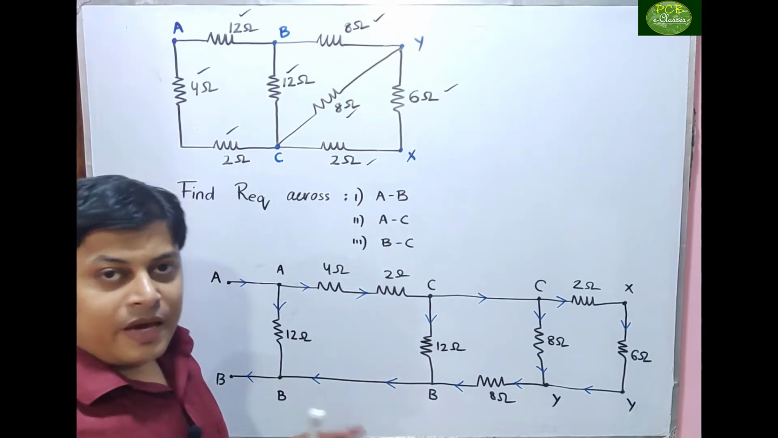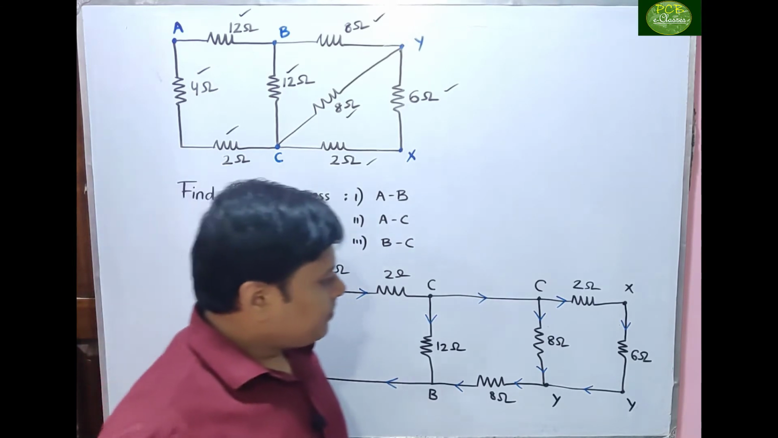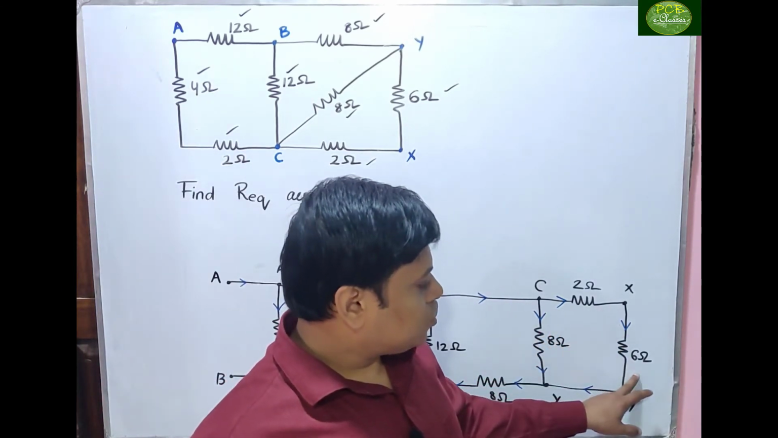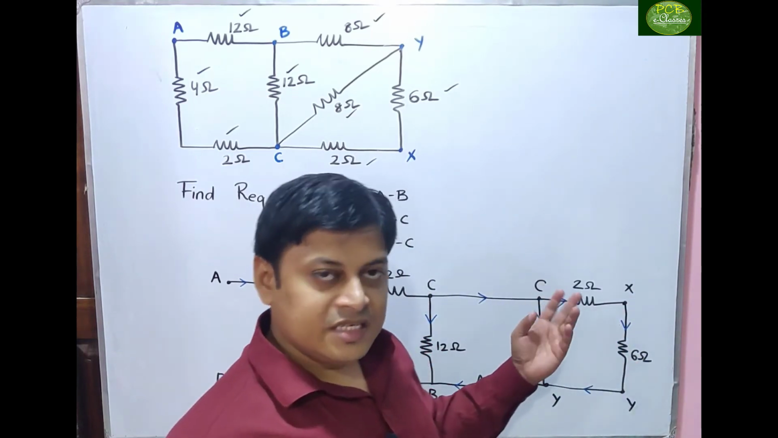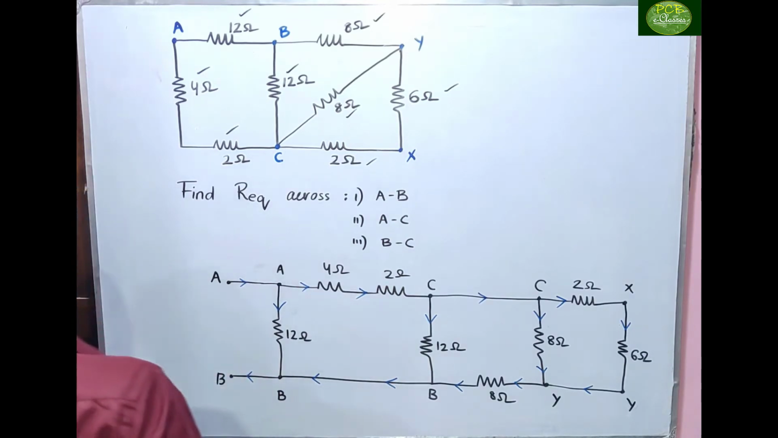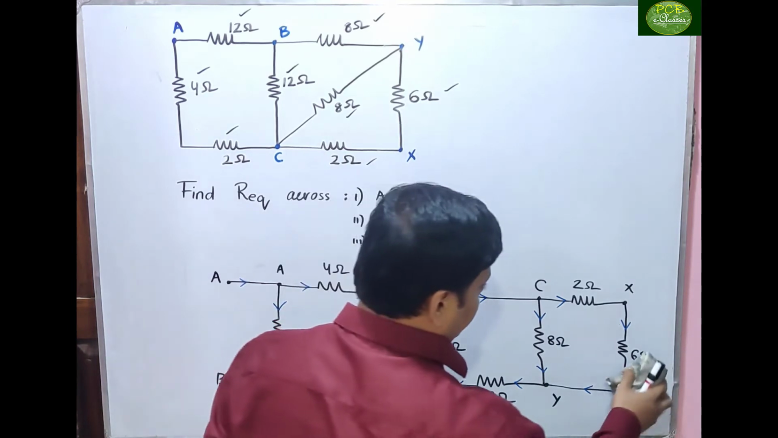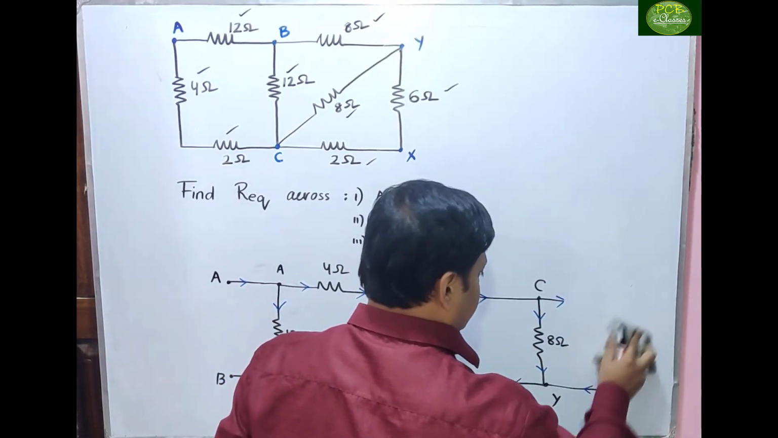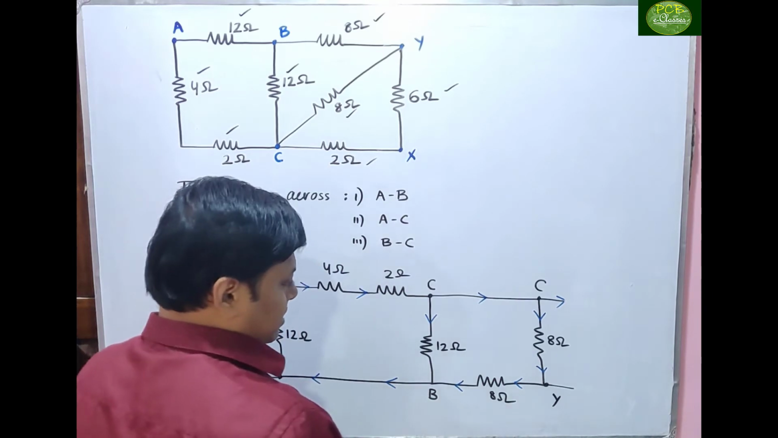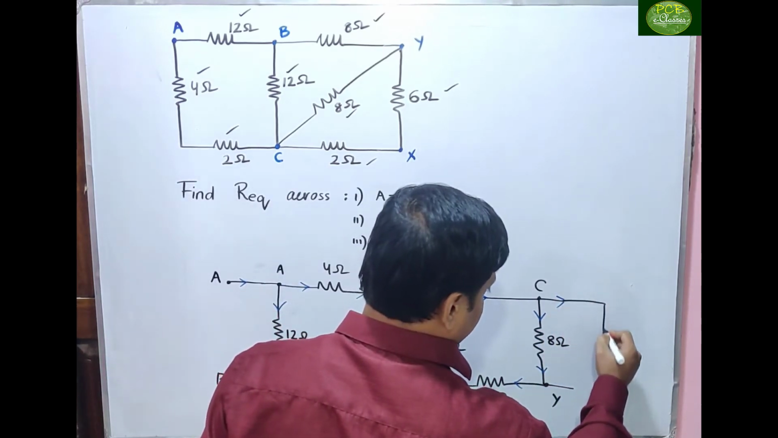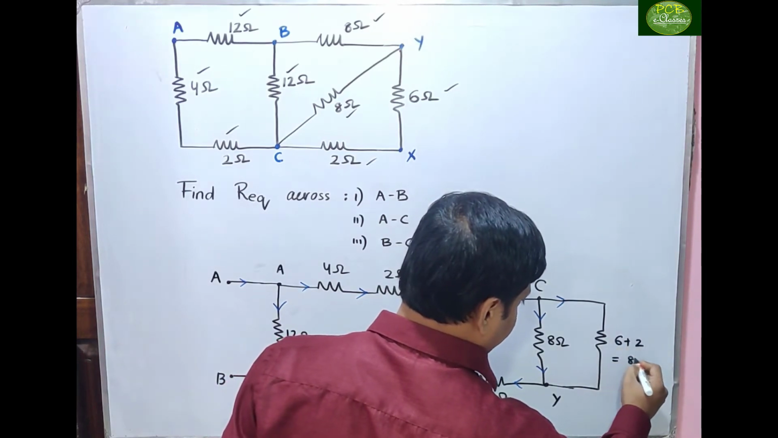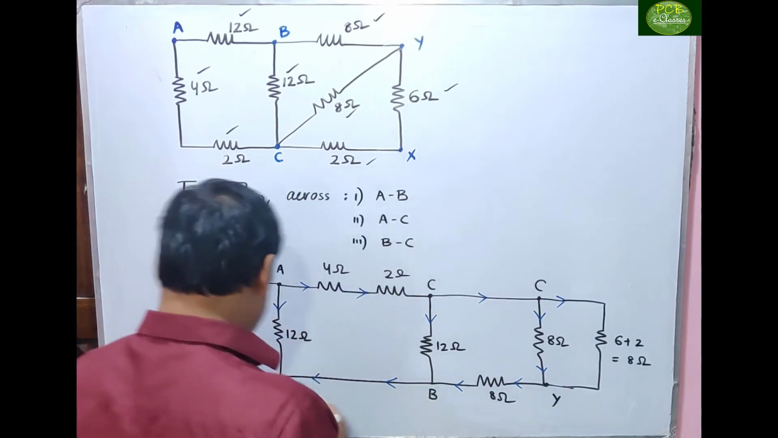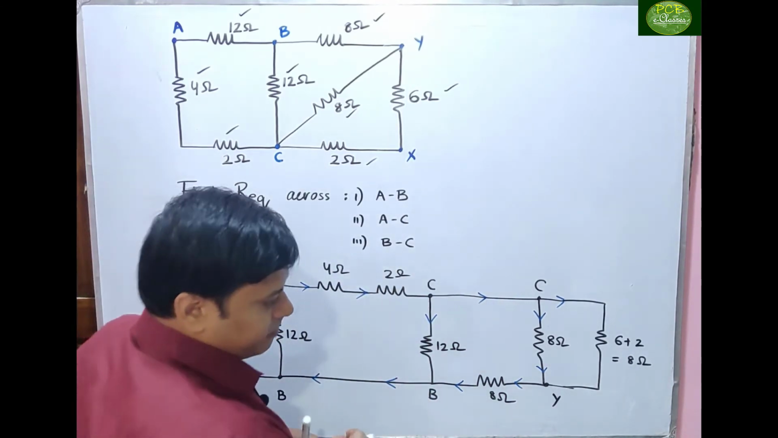Now apply the series and parallel conditions. We can see here that the current flowing in the 2 ohm and 6 ohm are the same. So 2 ohm and 6 ohm are in series. In place of 2 ohm and 6 ohm, I'll replace this with 6 plus 2, that is equal to 8 ohm. Fine. You can see the current direction is the same.